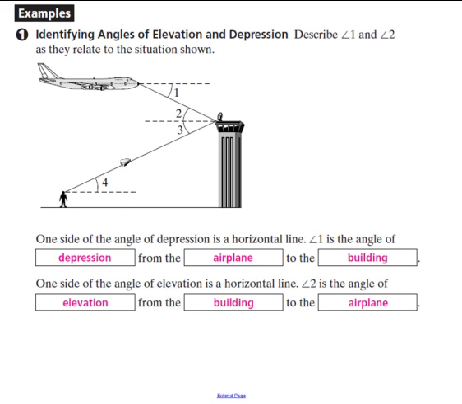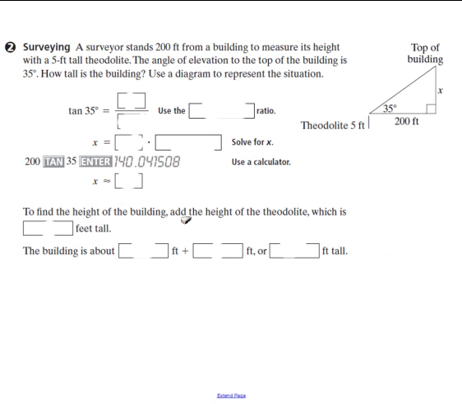So notice how they kind of come in pairs. If you're looking from one object to another, you can either look at this as being angle of depression from the plane to the building, or angle of elevation from the building to the plane, angle of depression from the building to the person, or angle of elevation from the person up to the top of the building. So now that we have those straight, let's use what we learned in the last two lessons, our tangent, sine, and cosine, and some of these terms, and we can put it all together.